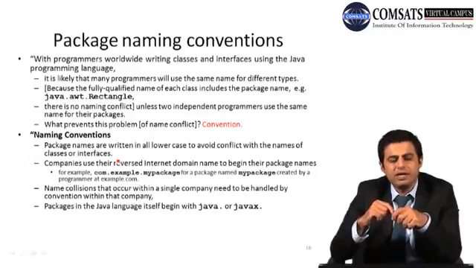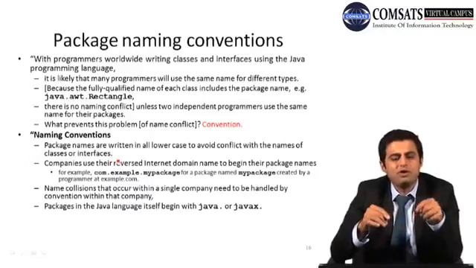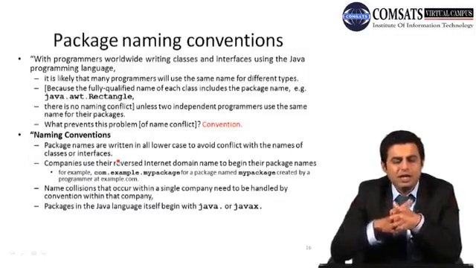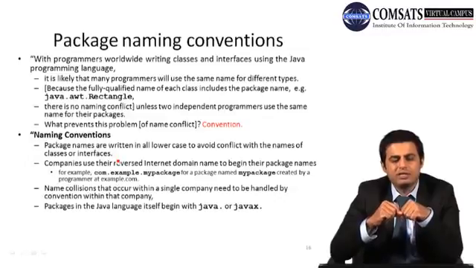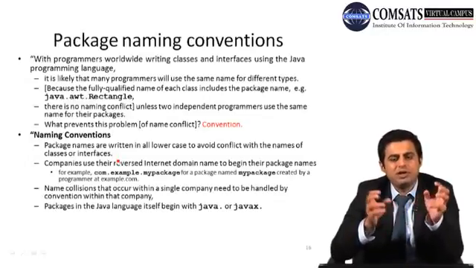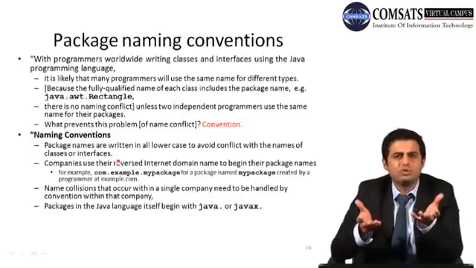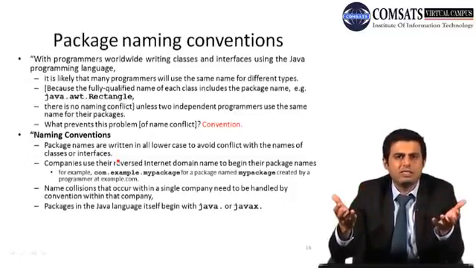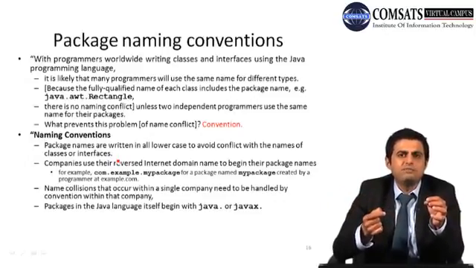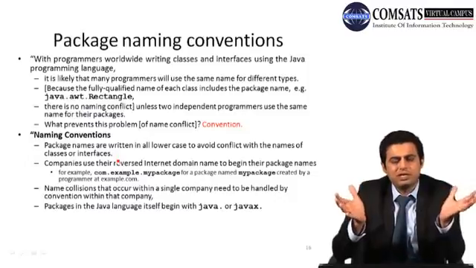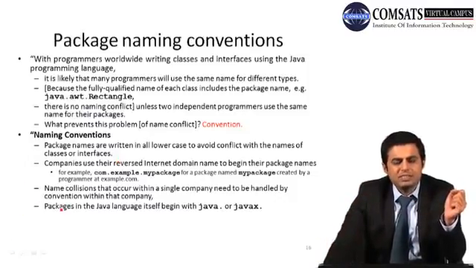And companies use their reverse internet domain name to begin their package names as well. For example, com.example.mypackage for package name mypackage created by a programmer at example.com. And name collisions that occur within a single company need to be handled by convention within the company. Of course, you can adopt different kinds of conventions to save you from the trouble of having conflicts between package names. If there are multiple programmers working on the same class and they are creating their own packages, then they can extend the name with their own ID or their own last name, or any kind of convention which can be adopted in a company, to avoid this kind of conflict. Packages in the Java language itself begin with java. or javax.